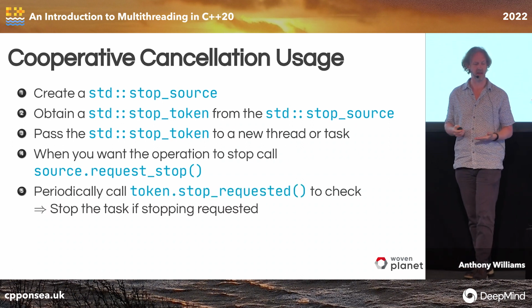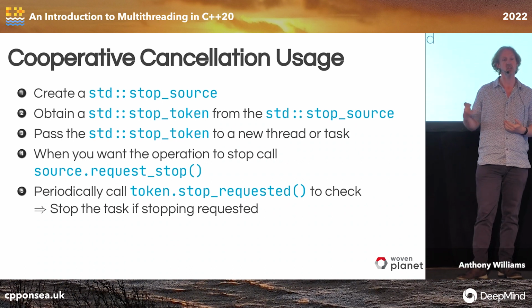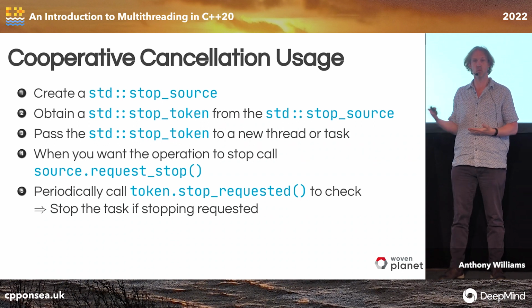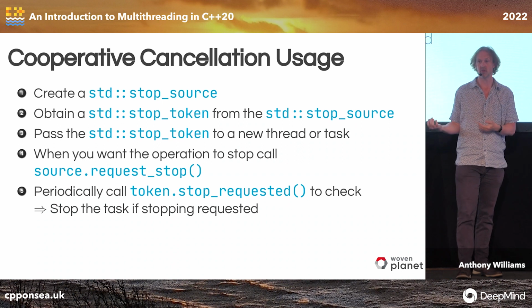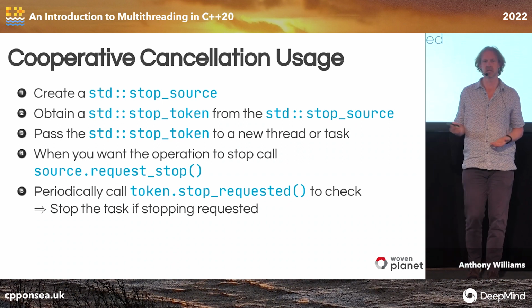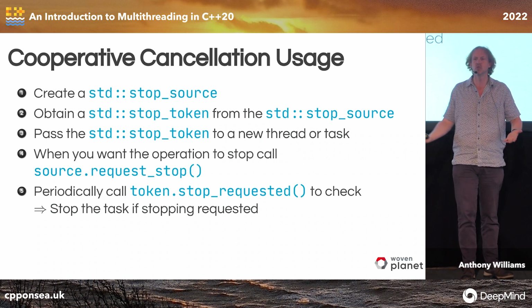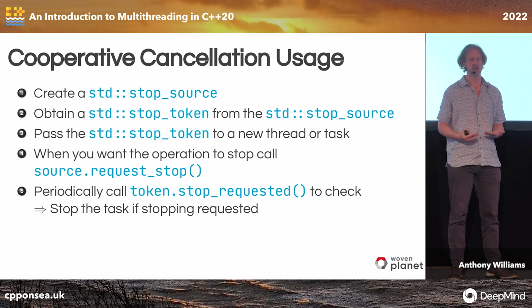But having set the flag, the task that has got the stop token can then check the flag. And at some point during its execution, you expect that it will check the flag. And it will call stop requested to see, has somebody asked me to stop? And then if it returns true, that the flag is set, then you expect it to do something meaningful to cancel the operation.